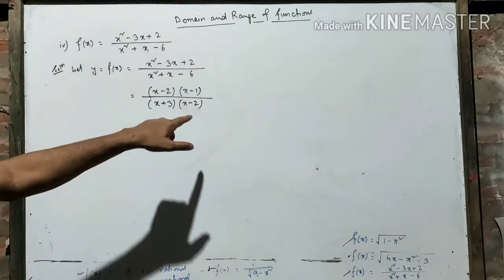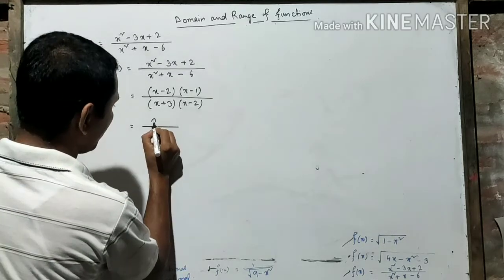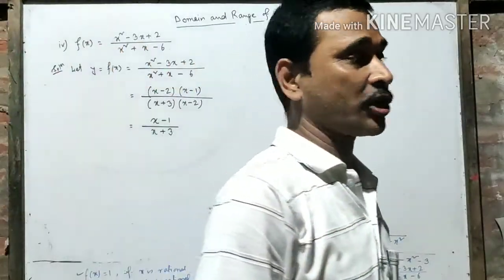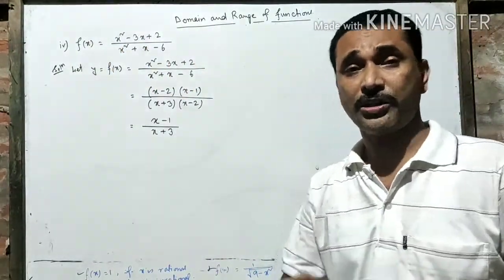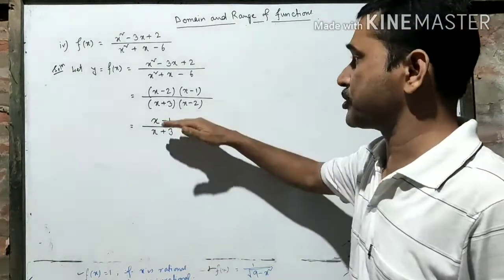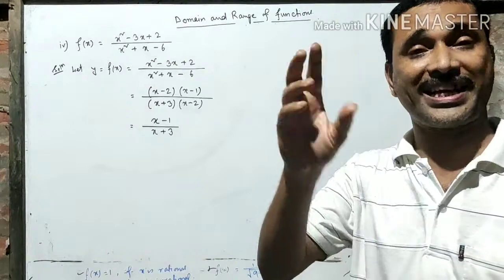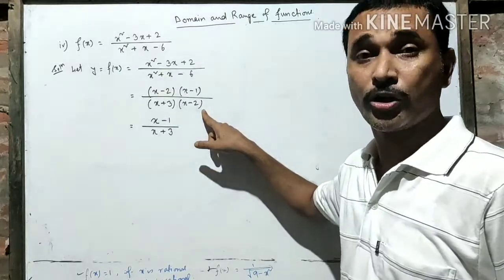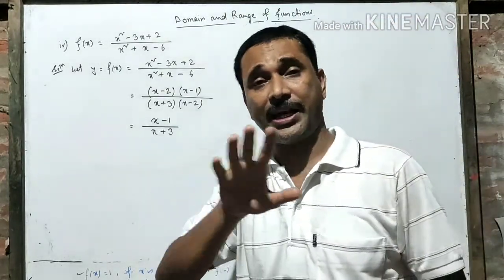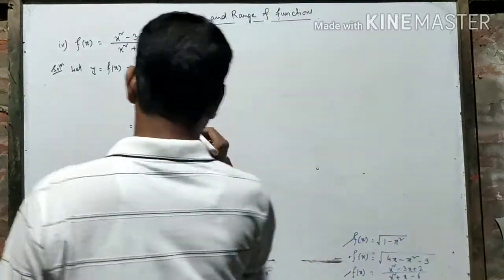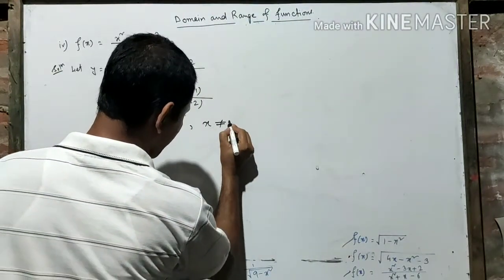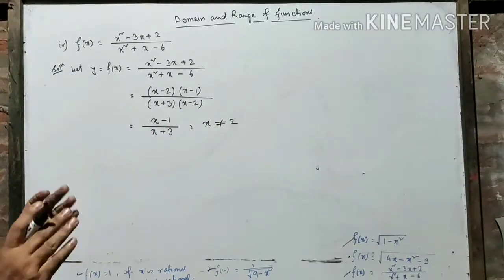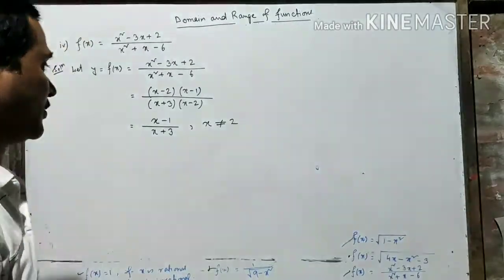So x minus 2 is a common factor. We are to cancel it. (x minus 1) by (x plus 3). But this cancellation is a conditional one. What is the condition? We cannot divide by 0. Cancellation means we have divided both numerator and denominator by the quantity x minus 2, and this cancellation will be invalid if x minus 2 becomes 0. So we have cancelled under the condition that x minus 2 is not 0, which means x is not 2. What happens if x becomes 2? We will discuss it later on.